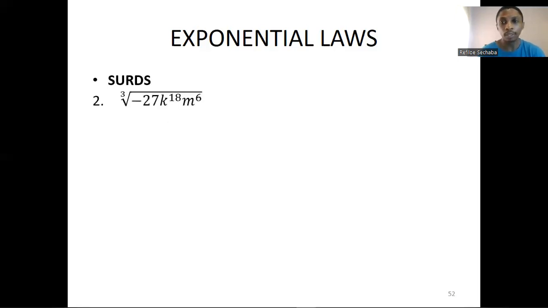Let's try this. The eighth root of negative 27, k to the exponent, actually the third root, the cube root of negative 27, k to the exponent of 18, m to the exponent of 6. How did you do this one? You distribute the cube root to each of the given terms. We have three terms. All those three terms will be given their own cube root. So we'll have the cube root of negative 27 times the cube root of k to the exponent of 18 times the cube root of m to the exponent of 6.